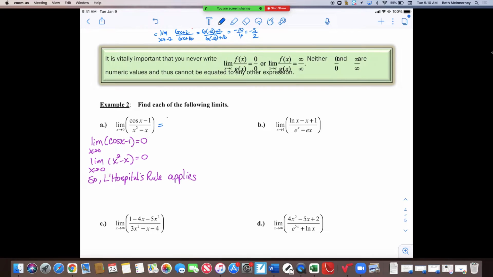All right, so it is okay to do this. So that's negative sine x over 2x minus 1. That's going to be just fine then, because I would get negative sine of 0 over 2 times 0 minus 1. It is okay to get a limit to equal 0, and that one works. Questions on letter A? All right, I'm going to pause, and I want you to try letter B.